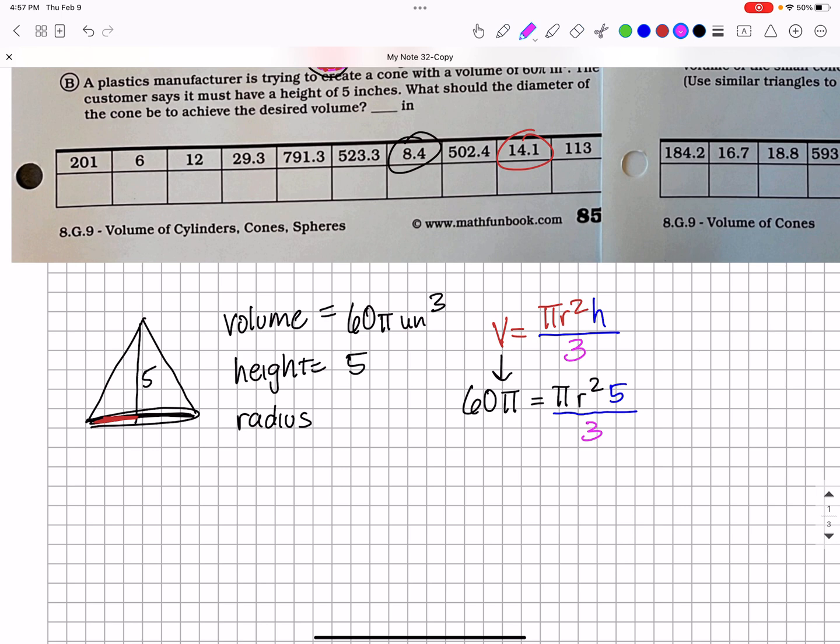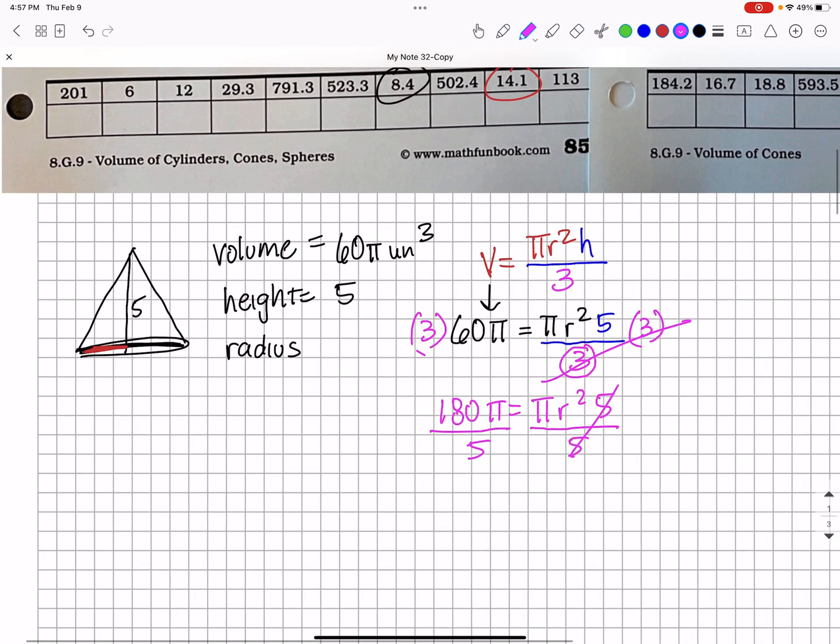Okay, let's start getting rid of some stuff. I need to get rid of this 3 on the bottom, which is dividing by 3, so I'm going to multiply by 3 on both sides. Now 3 times 60 is 180 pi equals pi r squared times 5. We have to keep chipping away. I'm going to divide by 5 to get rid of the 5, and 180 divided by 5 is 36 pi equals pi r squared.